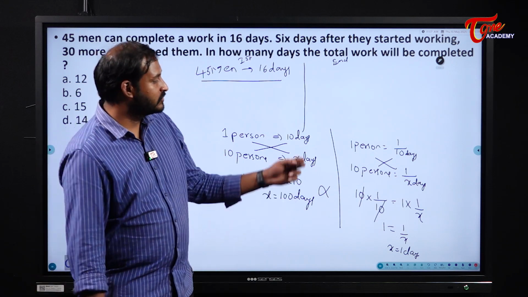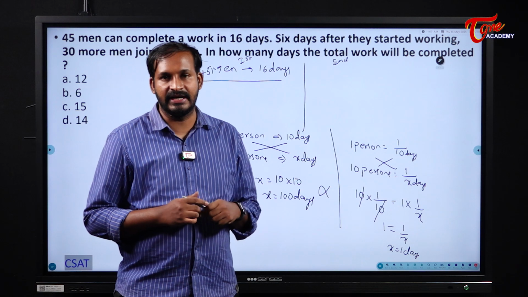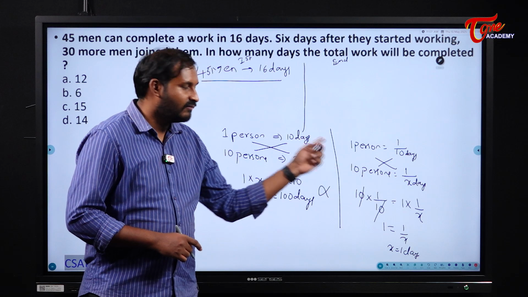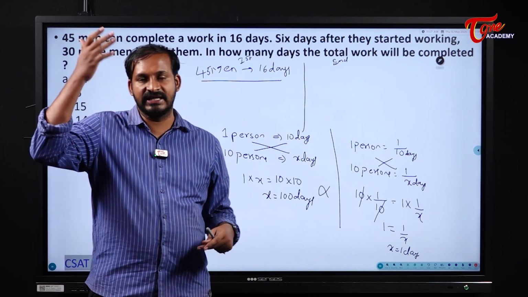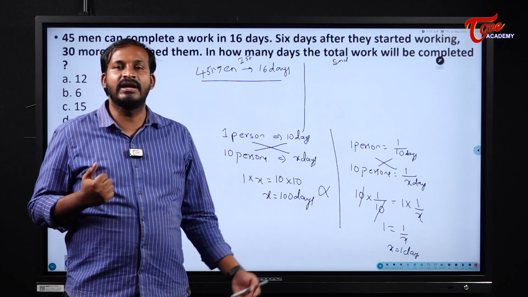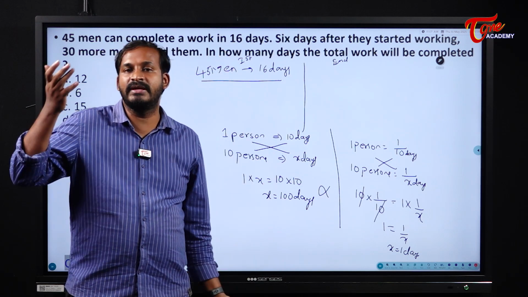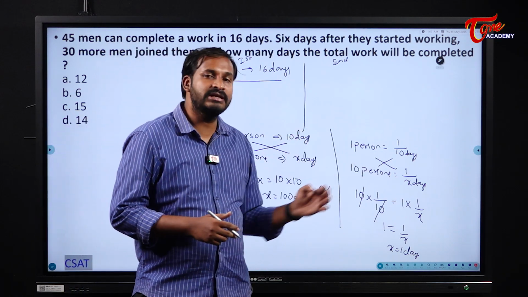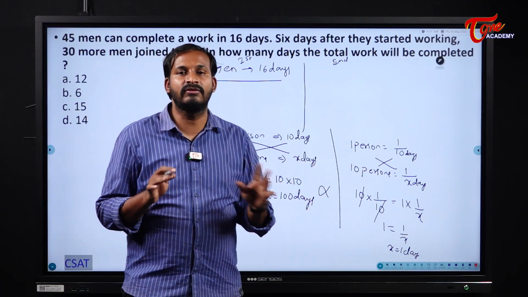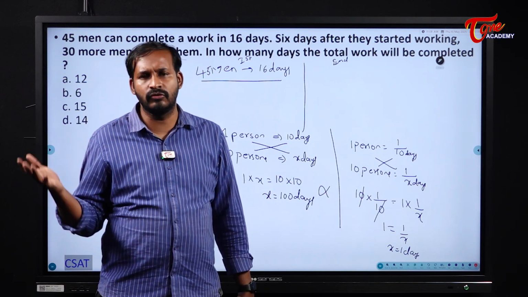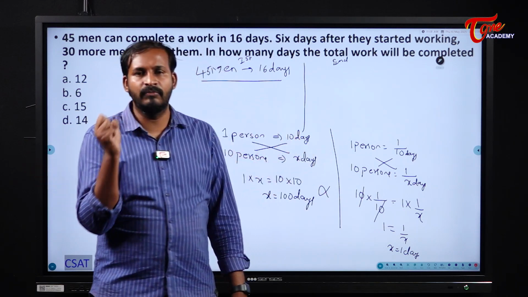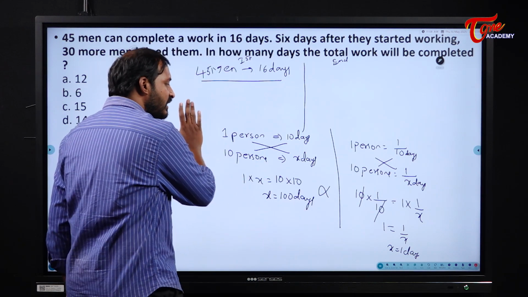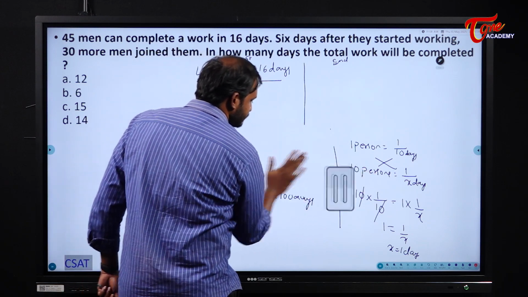Understood, students? So, whenever you are writing a group of persons with the days, always write the relation as an inverse relation. Why? Because if the number of persons increases, time taken will be reduced, right? If the number of persons decreases, time taken will be increased. These two are inversely related. Because of that reason, you should write the equation in this manner. Without any confusion, you will get the answer. Don't go into too much basics. Simple thing: if the group of persons and days are given, write the relation in the inverse manner. Understood?